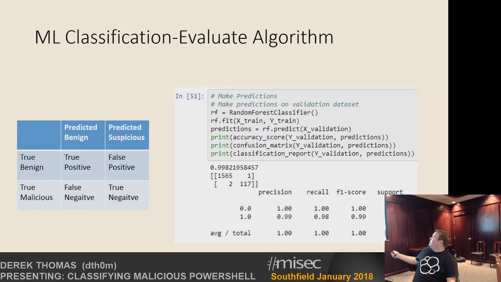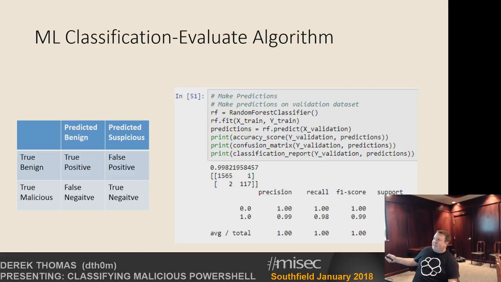So here we have the accuracy score for Y validation, prediction. We're going to print a confusion matrix, which I'll talk about in a second, and then a classification report. So in this attempt on the new data, our accuracy was 99.8, which is actually better. Keep in mind that I added the slide a little bit later, so this was a different run of the algorithm.